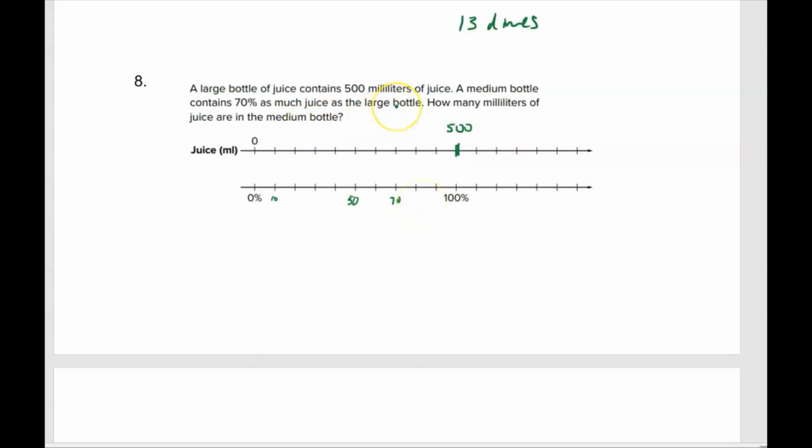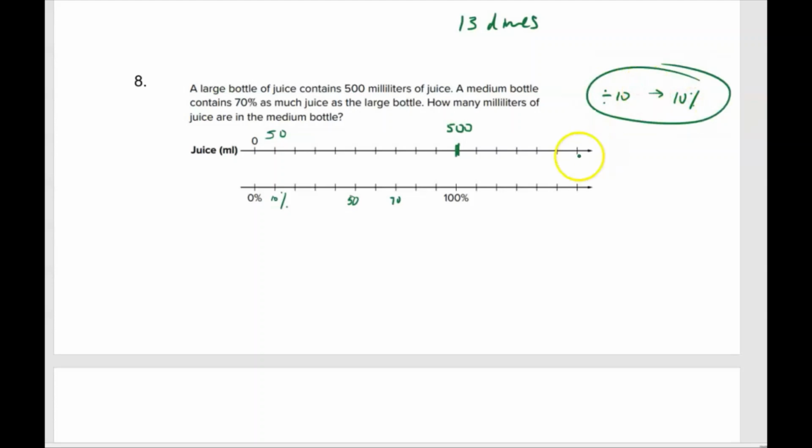Yep. And remember, one of the easiest ways to break a percent down is to go from 100% to 10%, it's just divided by 10, right? 100 divided by 10 is 10. So what is 500 divided by 10? Well, 500 divided by 10 is 50. So 50 milliliters is the same as 10%. And again, I divided by 10 to find 10%.